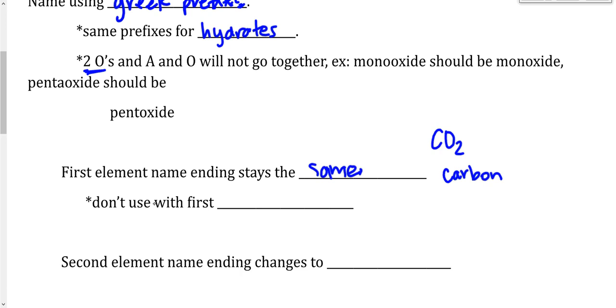But we don't use mono with the first element. So if there is only one, like in this CO2, we just write carbon. We don't write monocarbon. Then the second element name changes to -ide because it's always going to be just an element, which is kind of the same as in our ionic compounds. So this would be carbon, and we use the prefix di for 2, oxide.